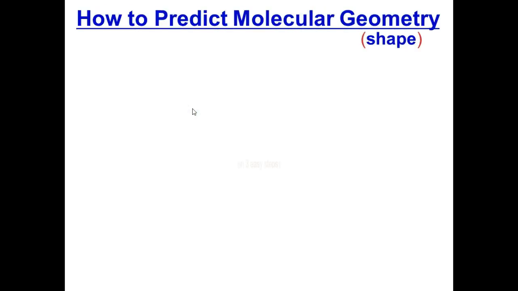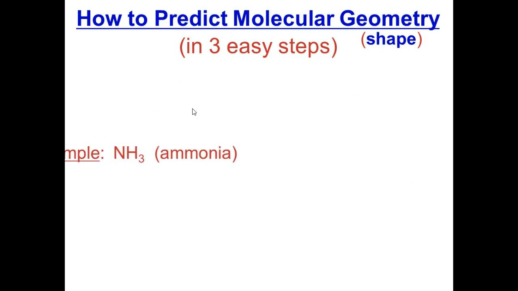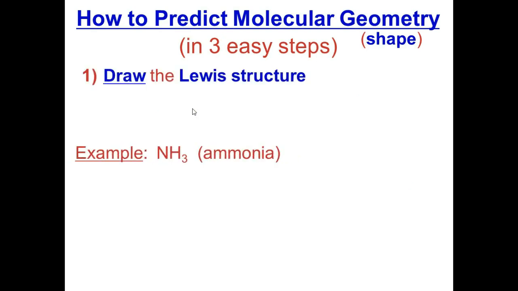And then here's how you predict the geometry. There are 3 easy steps. First, we have to draw the Lewis dot structure. Hopefully you know how to do that, and if you don't, just refer back to the last video. Here's the Lewis dot structure. Again, follow all your simple rules like keep track of the electrons, bond all the atoms, and remember to double up if needed.